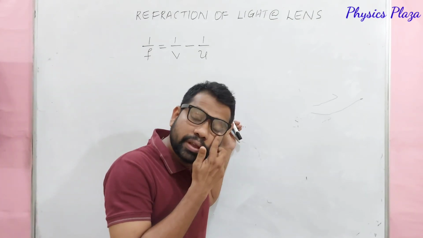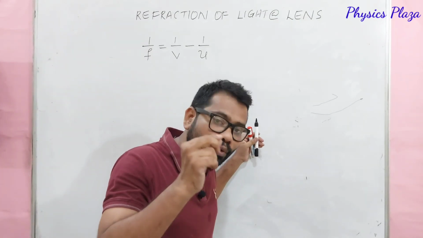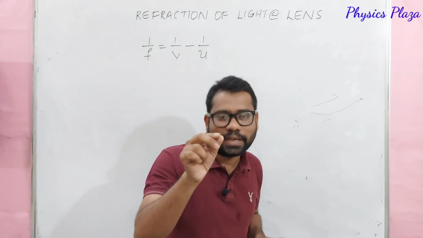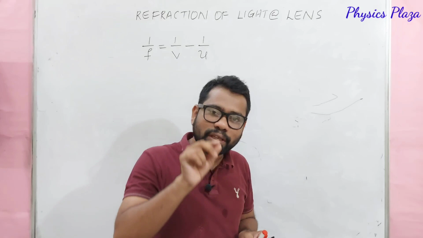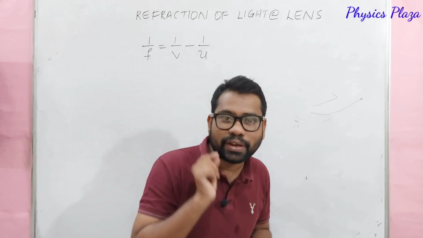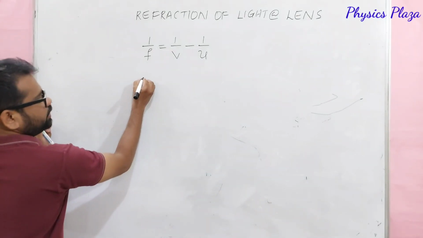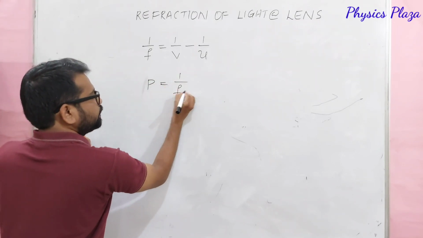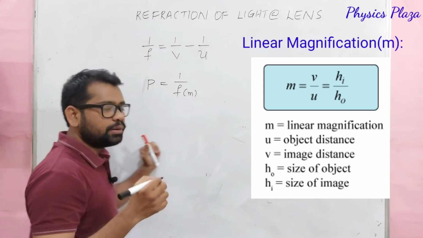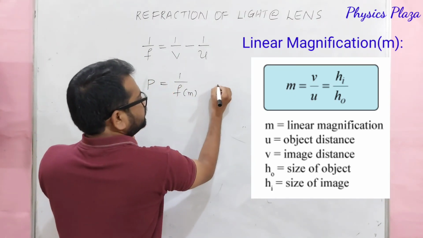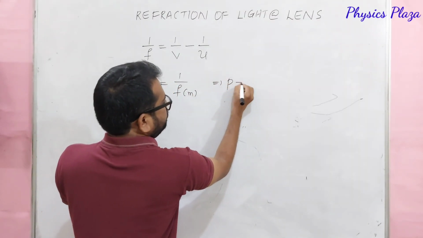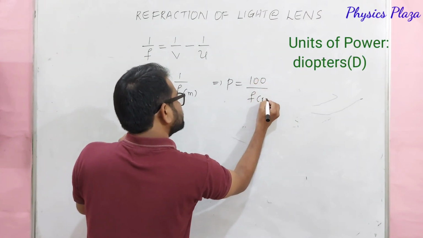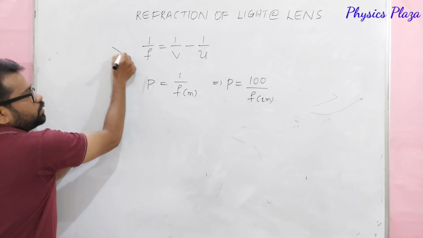You should not forget one more very important thing. For a convex lens, the focal length is always positive, whereas for a concave lens, the focal length is always negative. How focal length is related to the power of the lens is also very important. Here power is equal to 1 by focal length, where focal length is measured in meters. If you measure focal length in centimeters, then power is equal to 100 by f. Here f is in centimeters.